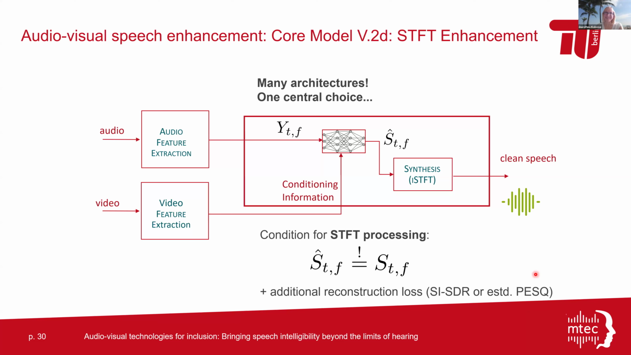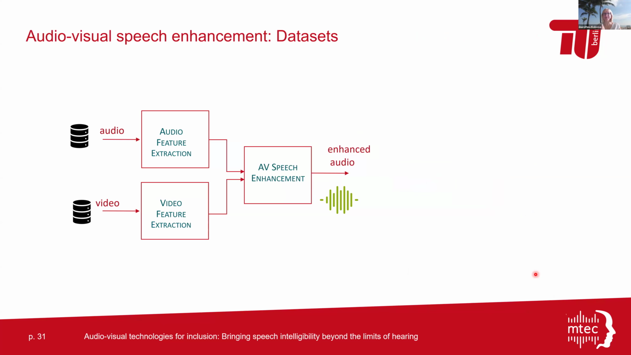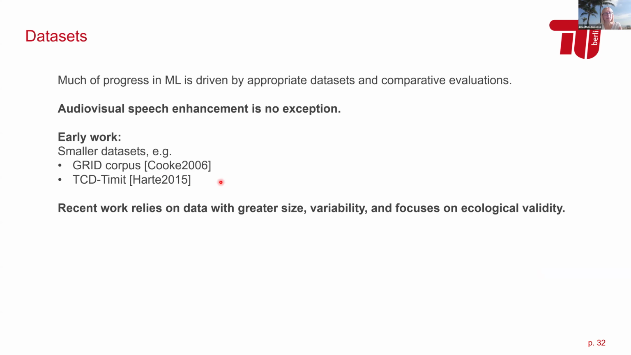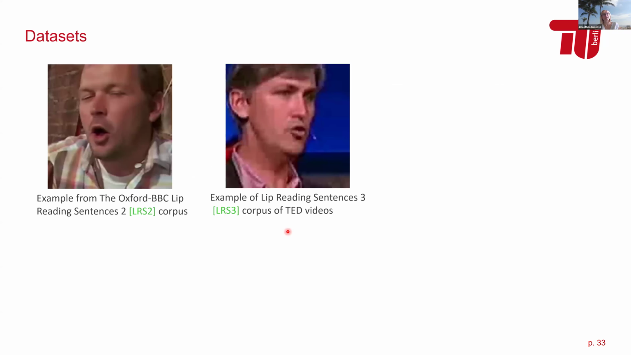And of course, now the interesting question is what will happen in the next AVSEC challenge? And that also brings me to my next point, which I think is very interesting in this field, which is that for audiovisual speech enhancement, you really do need large data sets. So early work started, of course, with hugely beneficial small data sets like the GRID corpus or the TCD-TIMIT corpus, but in recent work, we're really relying on data with much larger size and with much larger variability. And so those are examples of data that we would also currently be working with.